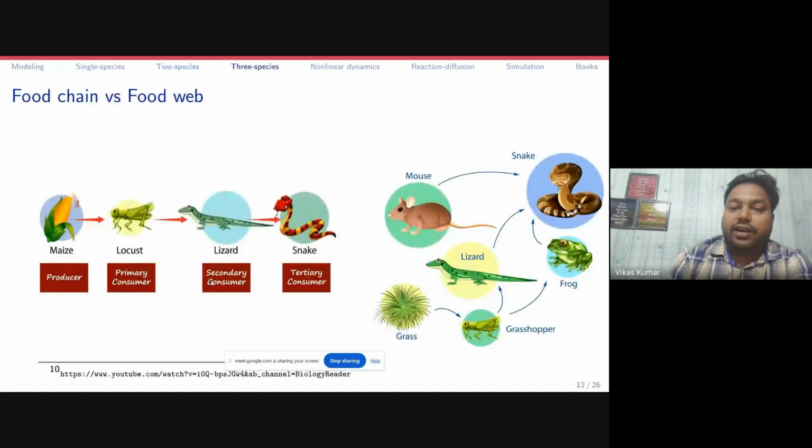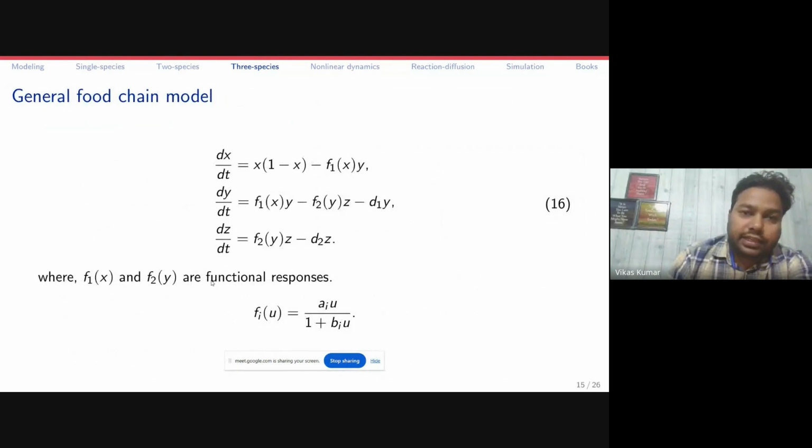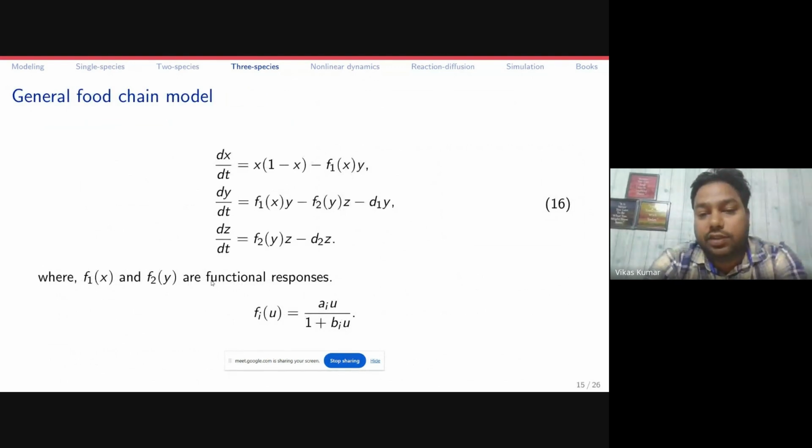So you can find most of the work like this. Researchers are using different functional responses, and they are controlling this chaotic dynamics with different ecological factors. So that's how these three species food chain models are proposed.